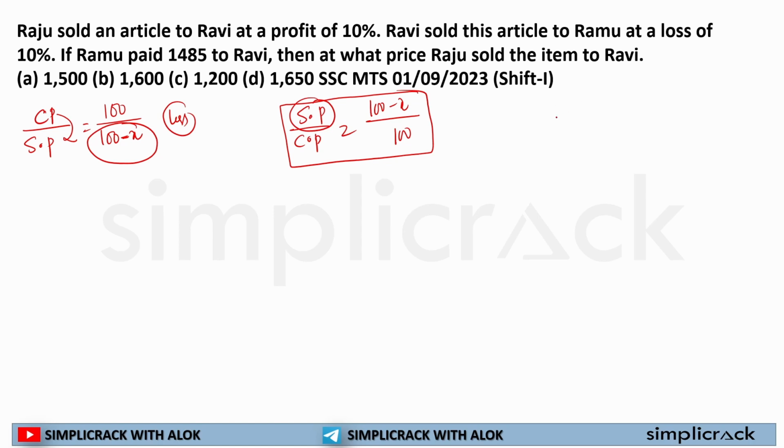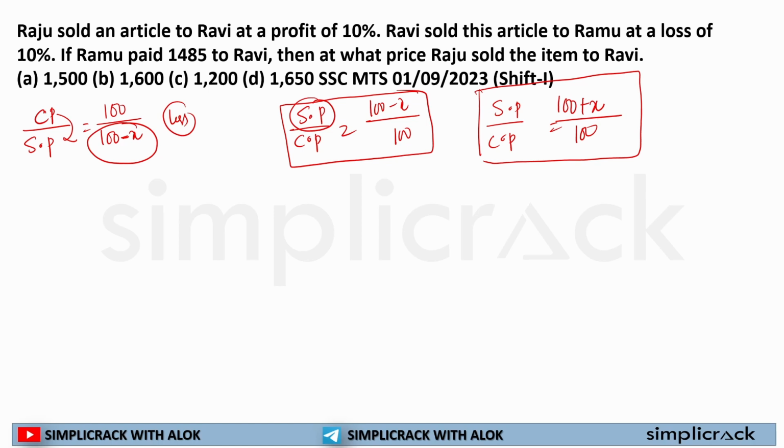Same if it is for profit. Profit means what? It is plus. It is more than cost price. So my sales price by cost price will be (100 plus x) by 100. So if you remember these two most important fractions, you can solve each and every question easily, without any hesitation or taking much time in your real examination. Okay. So this was the basic of it.